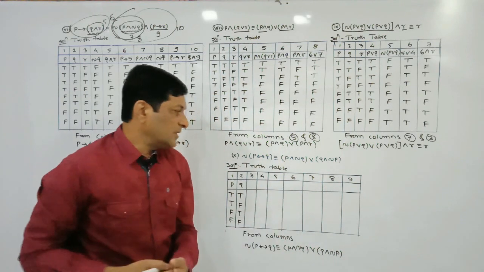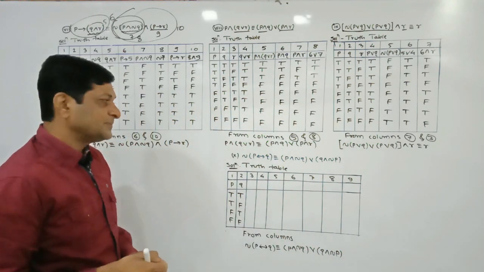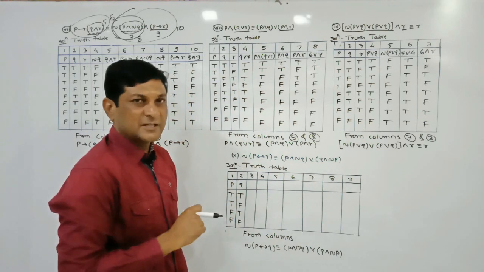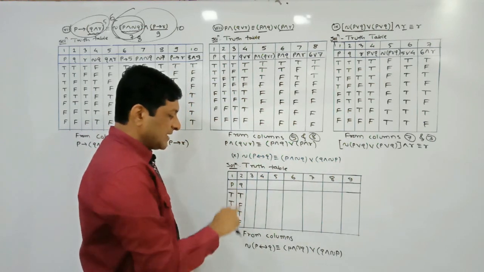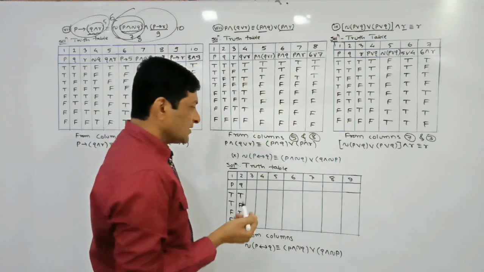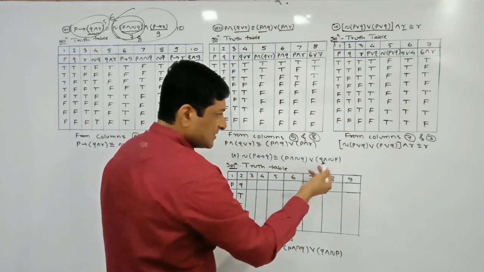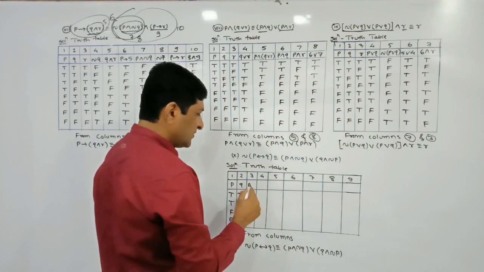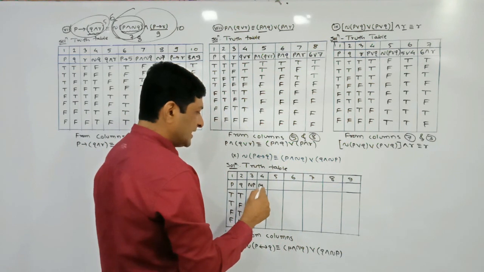Now let us try to solve the last example from this question. Here two letters are there, meaning two statements are under consideration. So if two statements are under consideration, how many possibilities of truth values are there? 4. If you observe these statements, somewhere we will require what? Negation P and negation Q also. So first we are finding negation P and negation Q.